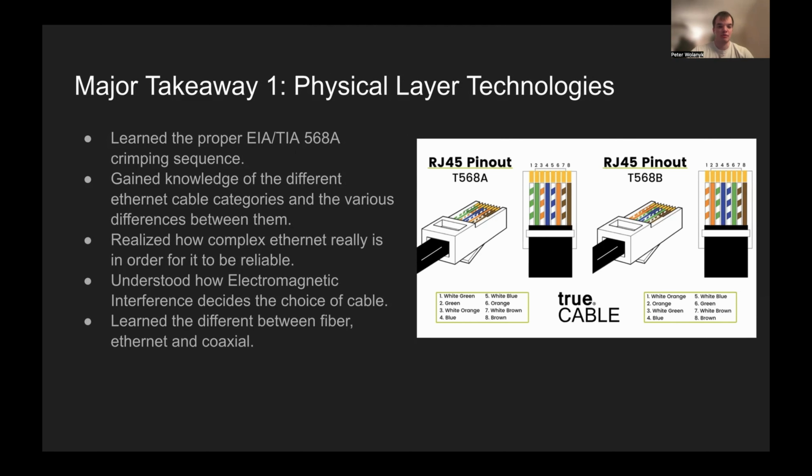I now understand how electromagnetic interference decides the choice of cables. Fiber, for example, has no issue with being next to electromagnetic interference because that doesn't happen. So fiber is the optimal choice. And outside of that, I also learned the difference between fiber, Ethernet, and coax.